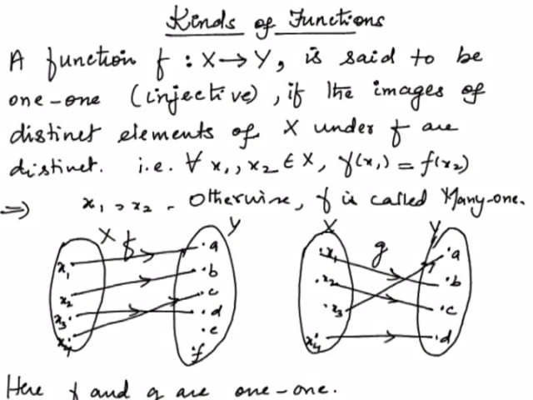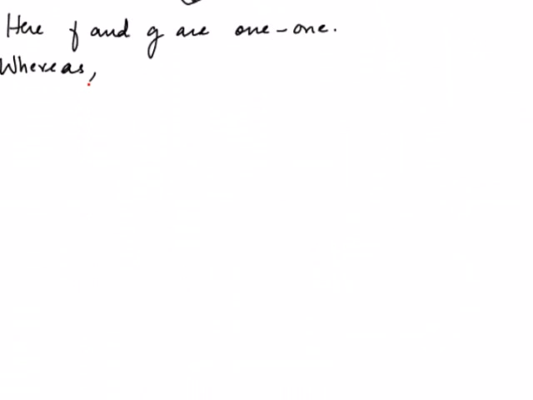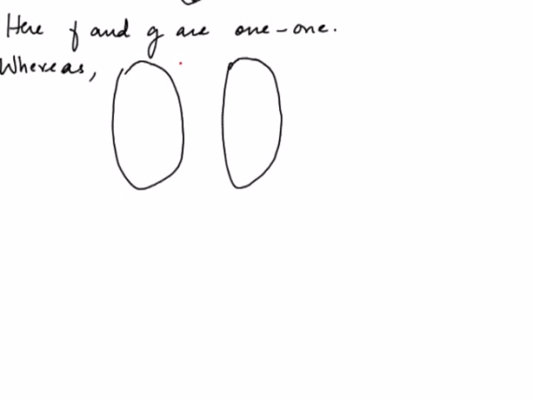What do we observe here? We observe that f and g are one-one. For every element belonging to X, there is a unique element belonging to Y. The image of each and every element in X is unique.